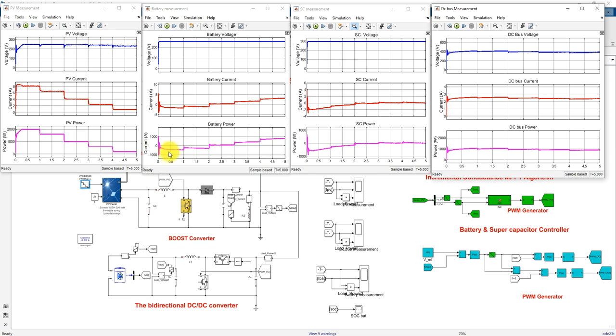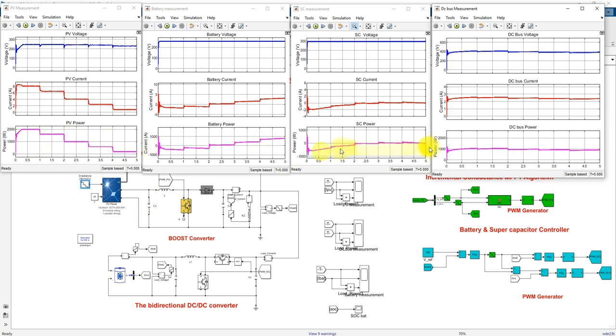But we have to see the variation of the battery and supercapacitor during the variation of PV power. From 0 to 2 seconds, the PV power is more than 1000 watts. From 0 to 1, the PV power is 2000 watts. From 1 to 2, the PV power is around 1600.